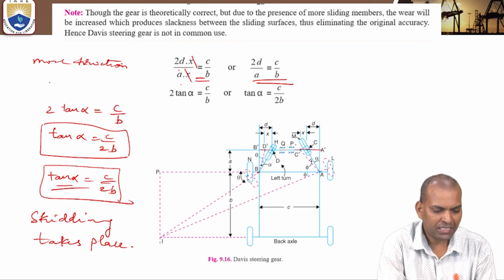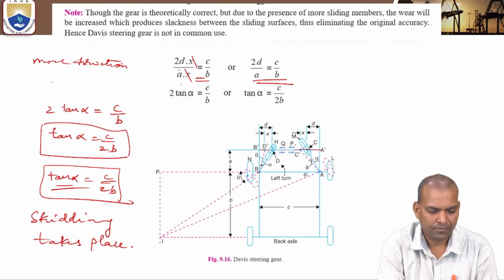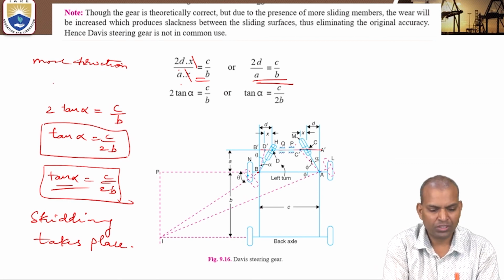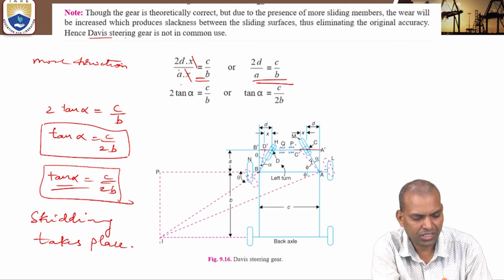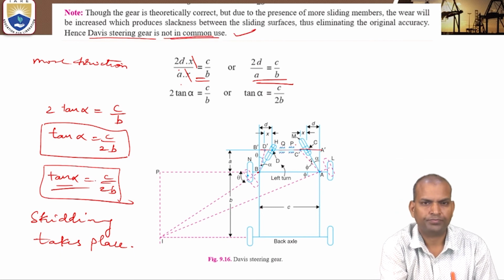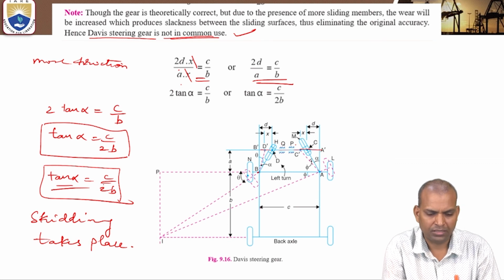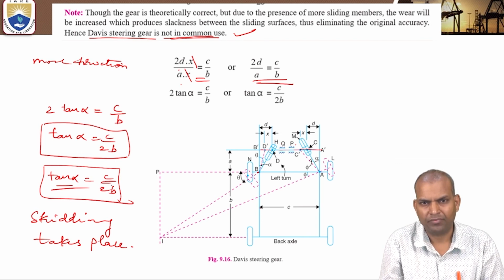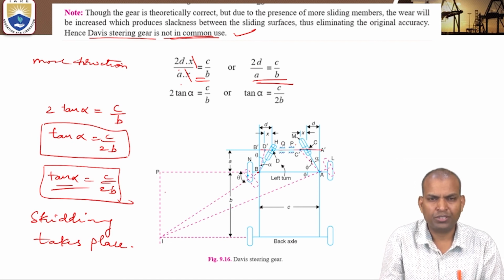The wear will increase, which produces slackness between the sliding surfaces, thus eliminating the original accuracy. Hence, this Davis steering gear is not in common use. It is outdated. But we learned the principles of how to avoid skidding from this Davis steering gear mechanism. We can know the principle, or the condition, of skidding.